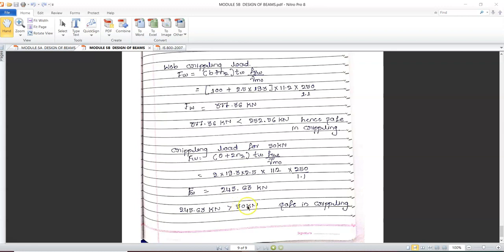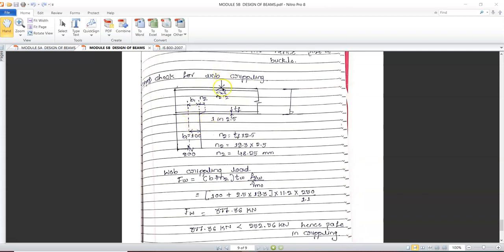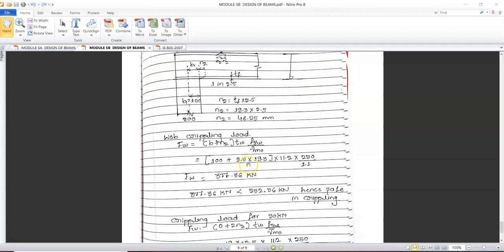Hence, the load acting is 50 kilonewton, whereas the crippling capacity is 245 kilonewton. Therefore, it is safe in crippling, at the support as well as at the point load. This crippling is mainly checked at the support because of high shear force or support reaction, and at any other point loads. So now in both the cases it is safe.